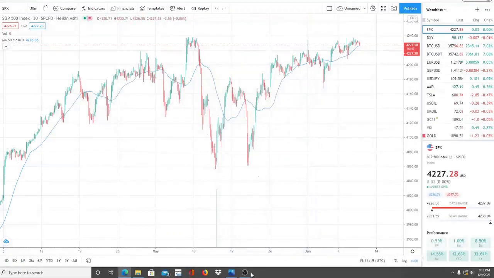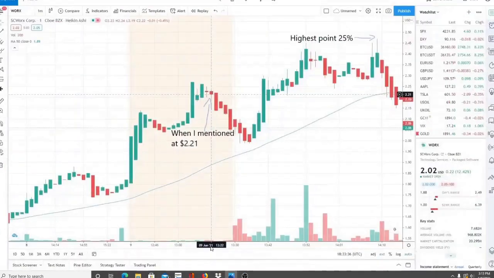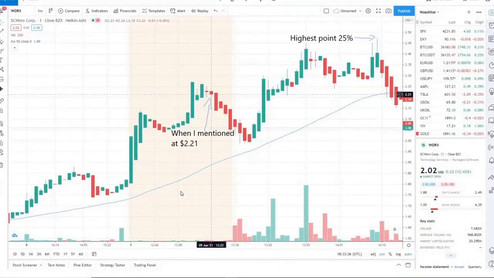So we're going to look at the chart right now and why it's so important that timing and execution is everything, but knowing where to look gets you started. And from there on out, you need to look at the charts. So when I mentioned it, it was at 2.21. It was pulling back, still above the 50-day moving average, hit a low here of about 1.98 and shot up to a high here, right?